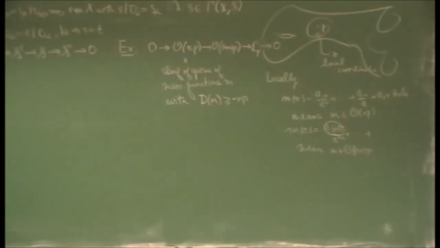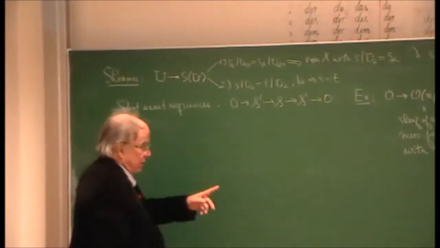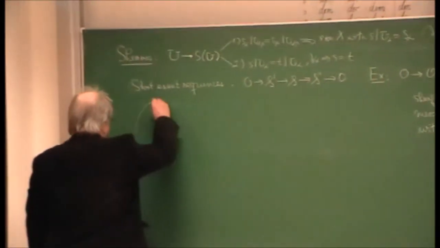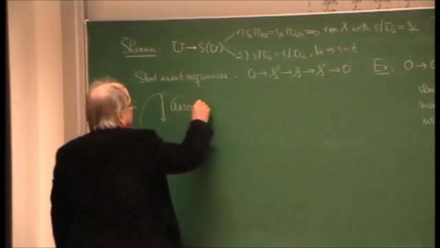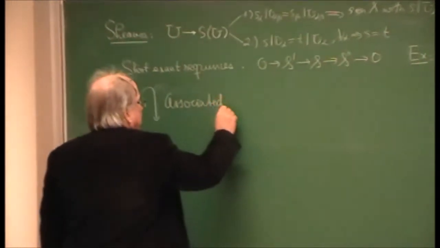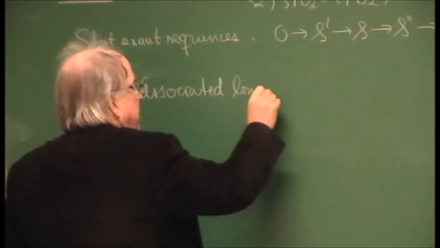Now, given a short exact sequence such as this, we constantly go to the associated long exact sequence in cohomology.